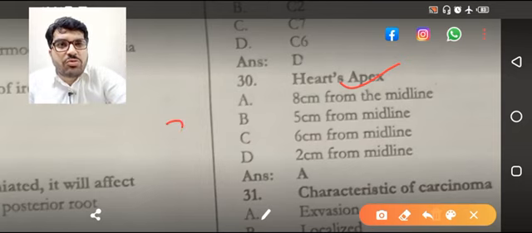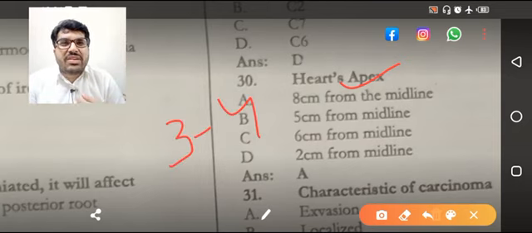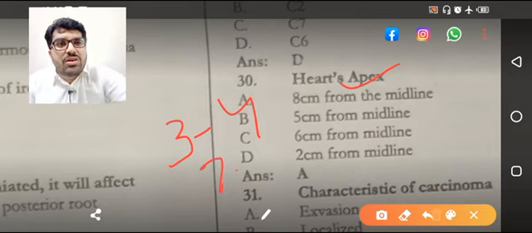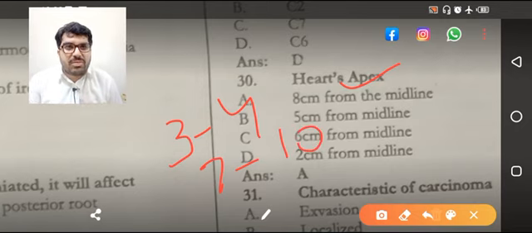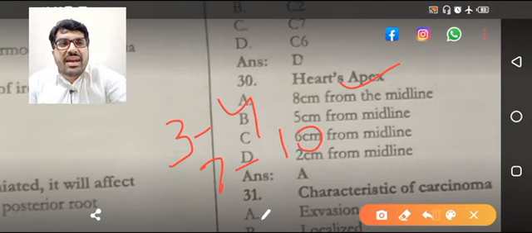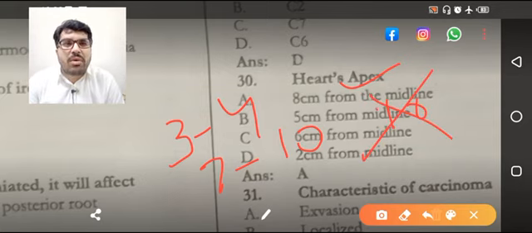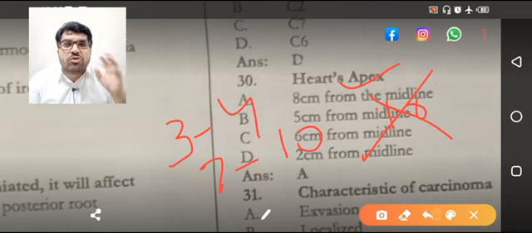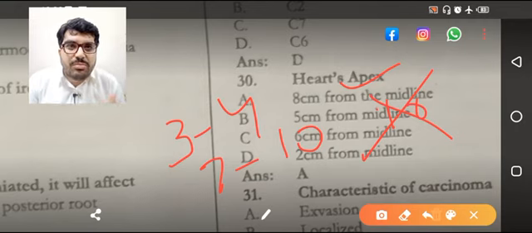So that is 3 to 4 inches from the mid-sternal line, or 7 to 10 centimeter from the mid-sternal line. It cannot be more than 10. It should be kept in mind. More than 10 means abnormal. So if you are given the options 7, 8, 9, 10, you have to pick 10 because that is the maximum possible limit. Beyond 10, that is abnormal.